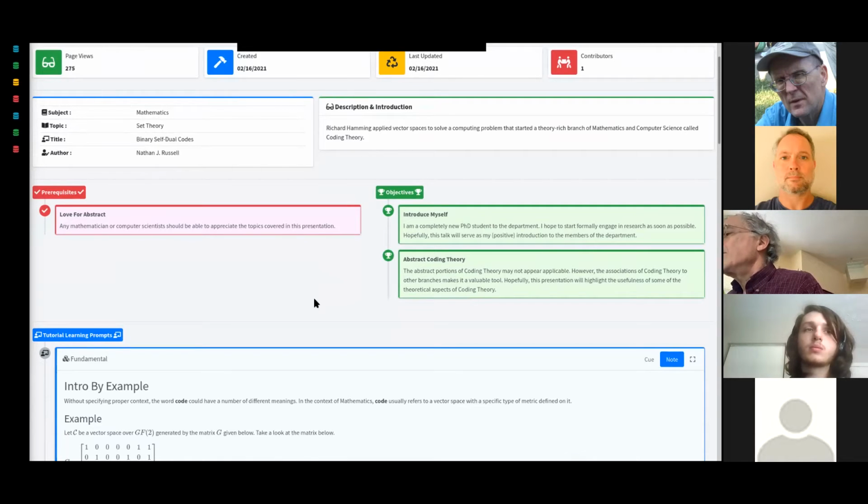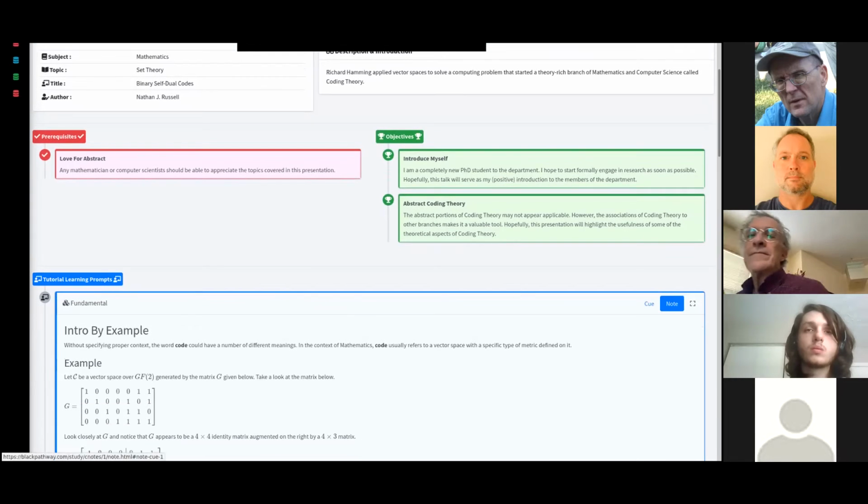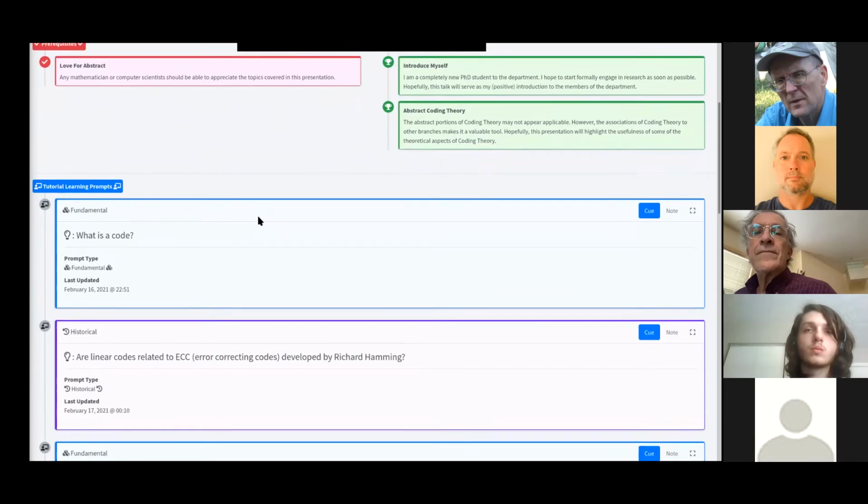So, the prerequisite for this is just a love for the abstract, right? Some of the things we're going to talk about are not necessarily all that practical, like what you might see in actual machine use, but it has an enormous amount of tools as far as the way it links to other abstract notions in mathematics. Now, this is an abstract version of coding theory. So the first thing I'm going to do is go through these little prompts here.